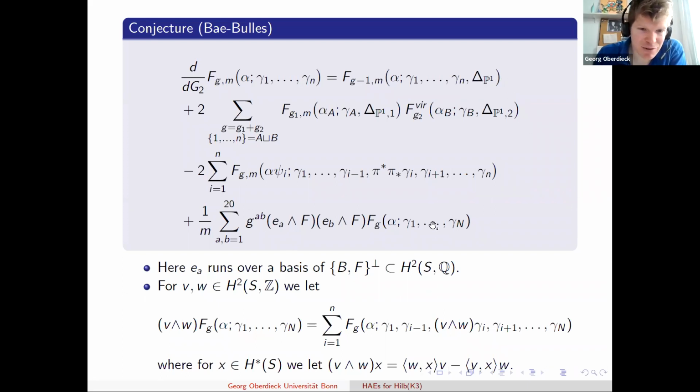And finally, there's this correction term at the end. So let me just explain this notation. If you have a lattice, for example, H^2 of S, or the cohomology lattice, and you take wedge 2, an element in the second wedge of this lattice, for example v wedge w, then it acts naturally on this lattice just by this formula down here at the bottom: pairing w with x, applying v, and then minus pairing v with x, applying w.